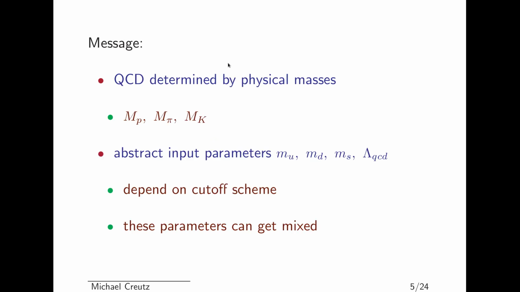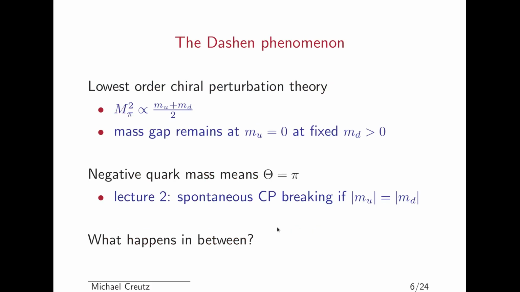So there's a message here. QCD is determined by the physical particle masses, the proton, the pion, the kaon, etc. The other parameters, mu, md, and ms, are abstract input parameters, and their values can depend on the details of your cutoff scheme. This is well known for lambda and a little bit less known for the masses. And these parameters can get mixed together. So some understanding of this can come out of exploring something called the Dashen phenomenon. It was actually invented before QCD.